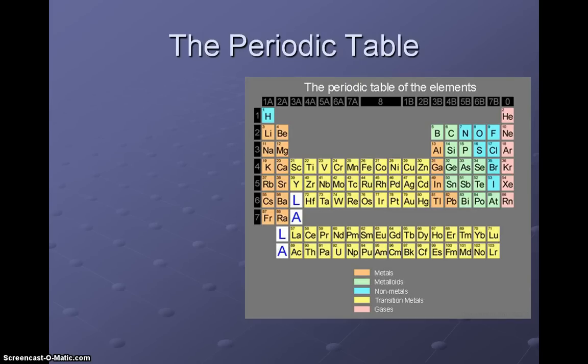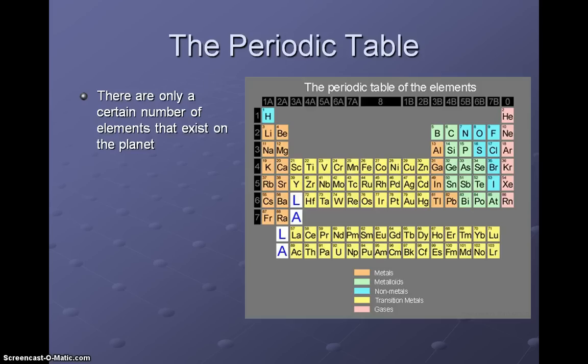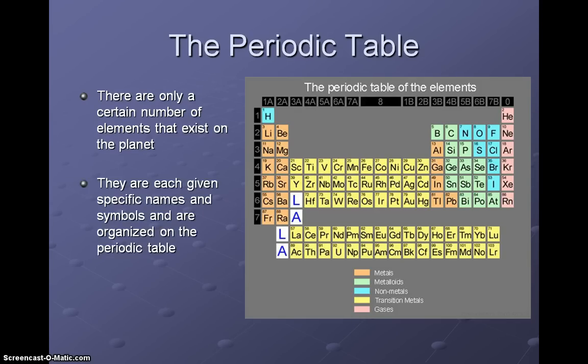In order to know if something is an element, we just look on the periodic table. The periodic table lists all the elements that exist on the planet or have existed on the planet. So if it's not on the periodic table, then it's not an element. Each element is given a specific name and it has a symbol.